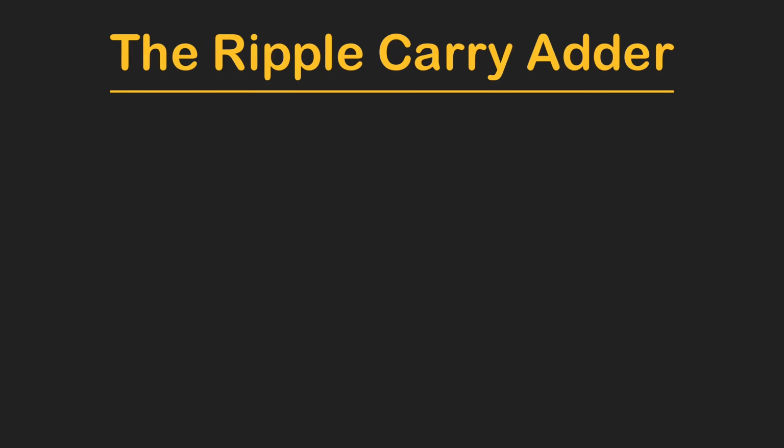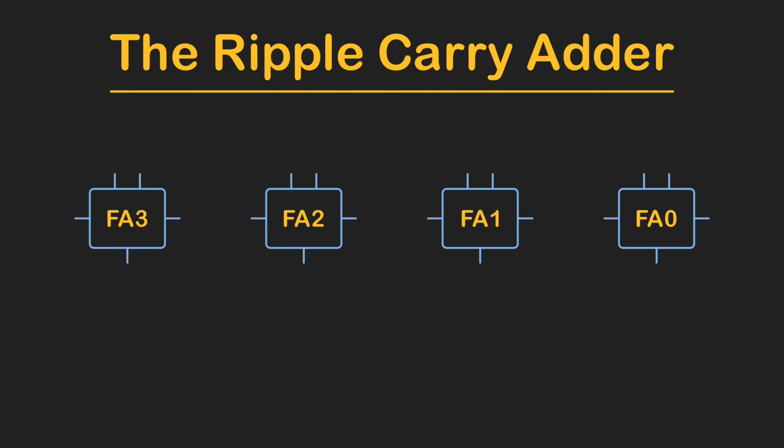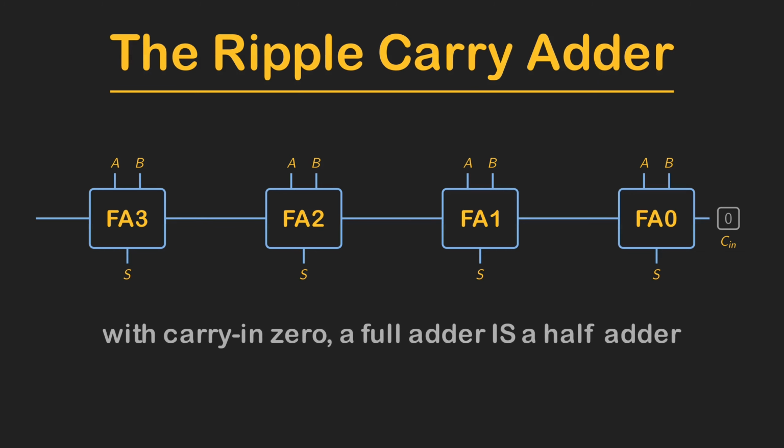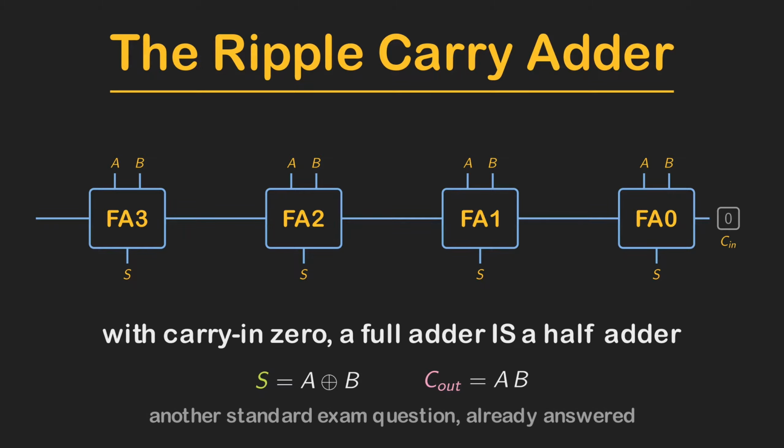Now let's zoom out and find out why this small circuit matters so much. The full adder is 1 column, and n columns make an n-bit adder. Chain 4 full adders, each carry out feeding the next stage's carry in. The very first bit has no incoming carry, so use a half adder there or a full adder with its carry in tied to 0. And notice, a full adder with carry in 0 is itself a half adder. Its equations collapse to A XOR B and A AND B. That's another standard exam question, already answered.